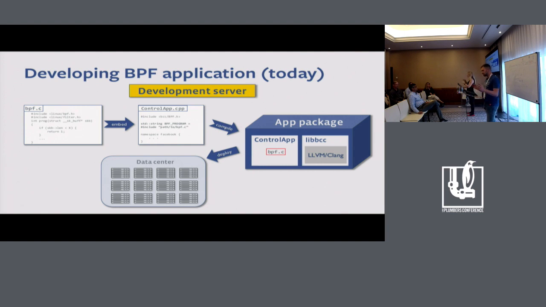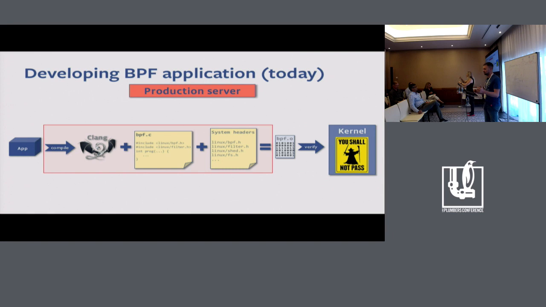So the way BPF development is done, you write the C code for a BPF program, then that C code by some means is embedded into a C or C++ application as a string, right? So we have C code in C code as a string. Then that application gets packaged together with libbcc, which embeds Clang LLVM, and that is deployed to the data center. Then in the data center, the application starts, it uses its embedded Clang, passes to it its embedded BPF C code, uses system-provided kernel headers and compiles all that together into an object file, denoted as bpf.o, and that object file is injected into the kernel.